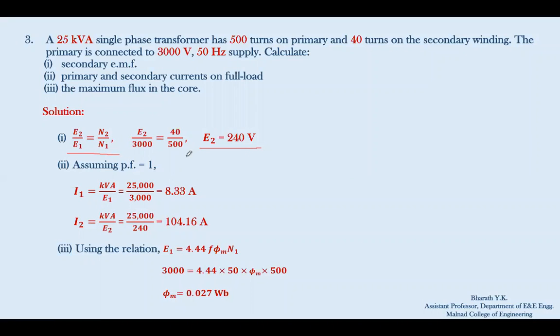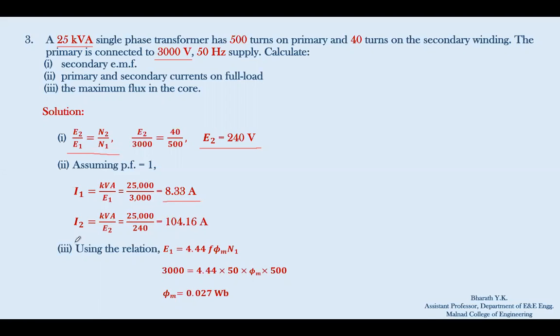If the power factor is not given in the problem, we can assume it as 1. And on full load, the primary current can be calculated by dividing the full load kVA of the transformer by the primary voltage. So 25,000 divided by 3000 is equal to 8.33 amps. The primary current will be equal to 8.33 amps.